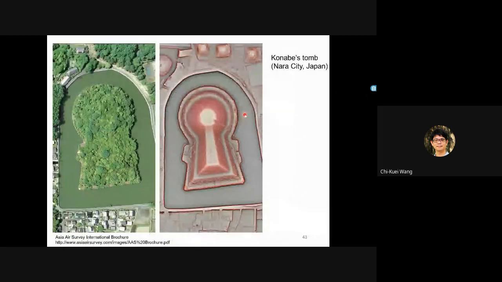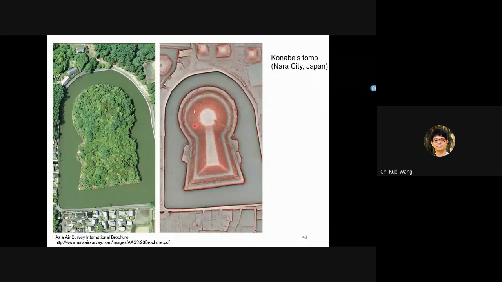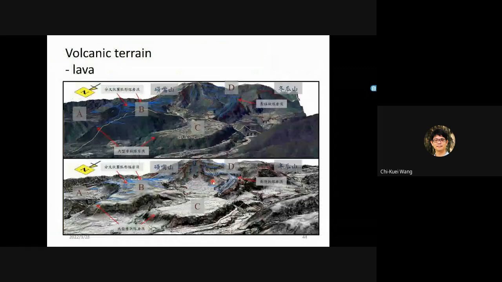Another fun example is from Japan. This is very well vegetated. If you take it out, then it's a tomb, a royal tomb. Very clear now.